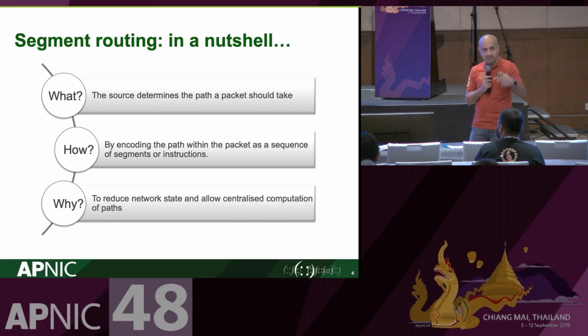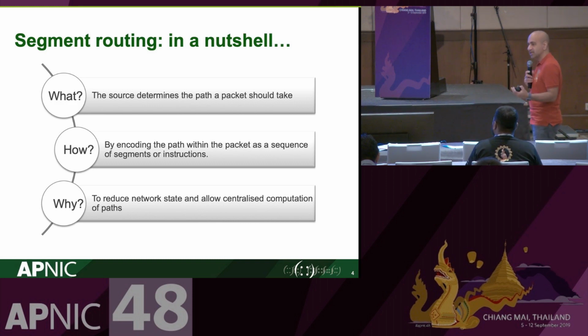The source puts information in the packet itself that dictates how the packet should be routed. The difference to current IP routing and MPLS forwarding is that the current model of forwarding is based on the destination address. So it's talking about where the packet needs to get to, not how. Whereas in segment routing, we are telling the network how to route the packet.